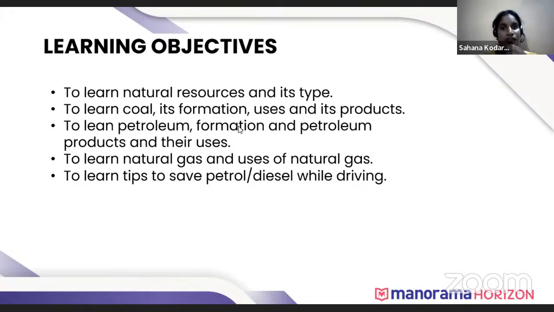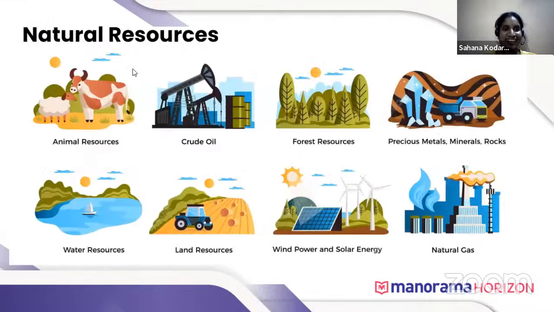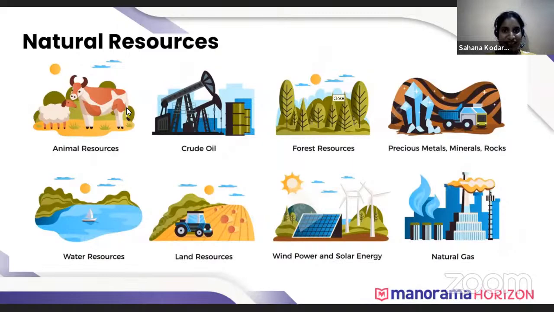Can anyone tell some examples of natural resources? Wood, good. Sunlight, good. Coal, petroleum, good. Water, air, good. See, here some natural resources are given. Wind, soil, biological resources, sunlight is good. These are some examples of natural resources like animal resources, crude oil resources, forest, precious metals like minerals, rocks, water resources, land resources, wind power, solar energy, natural gas.